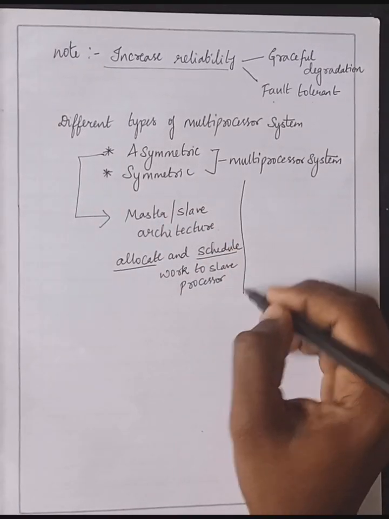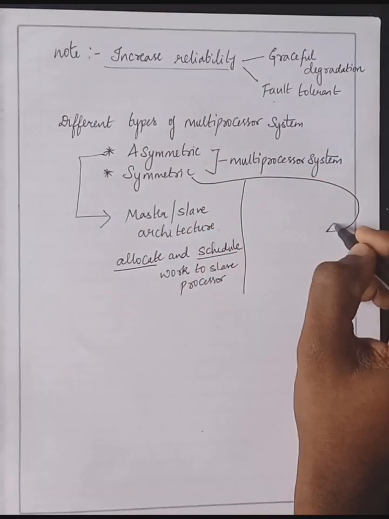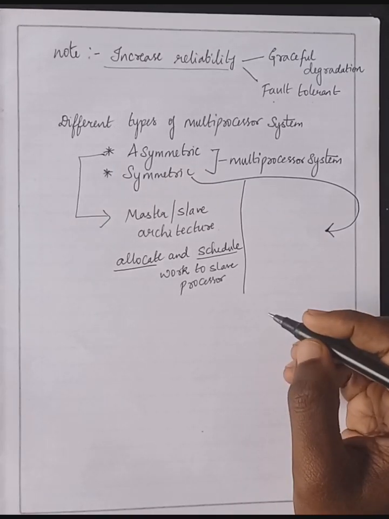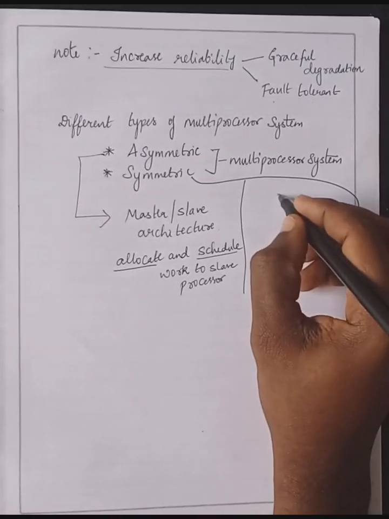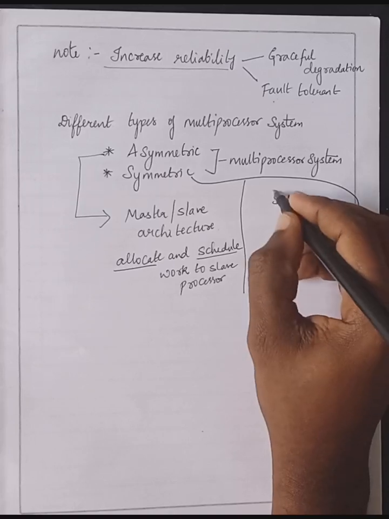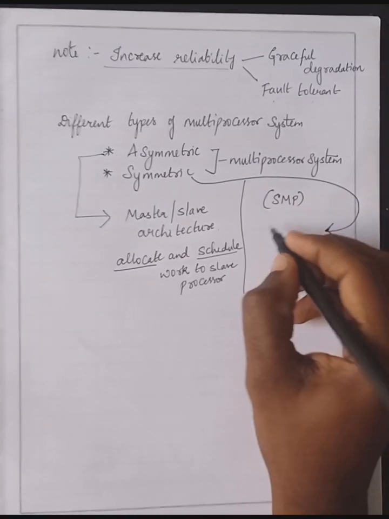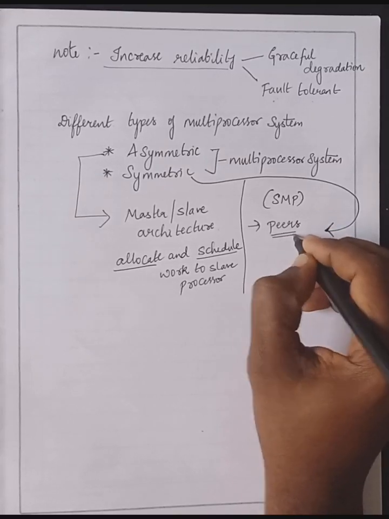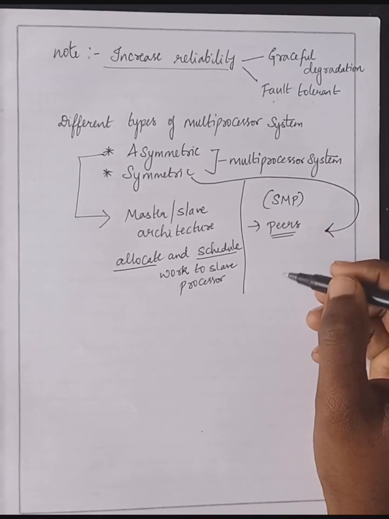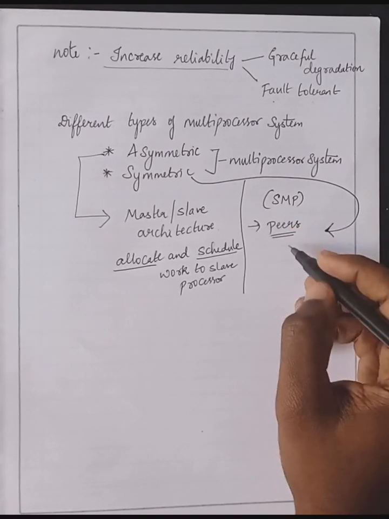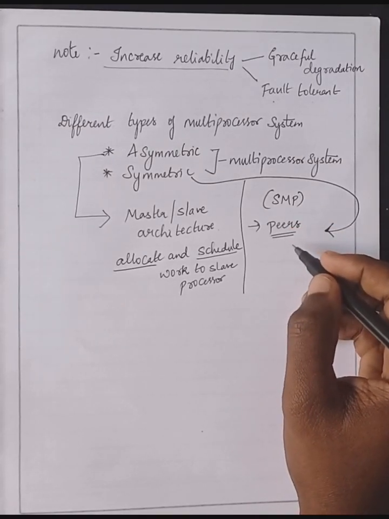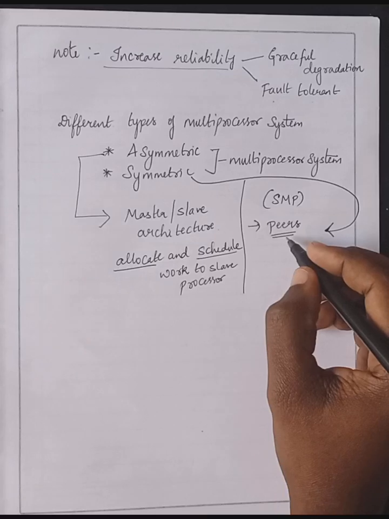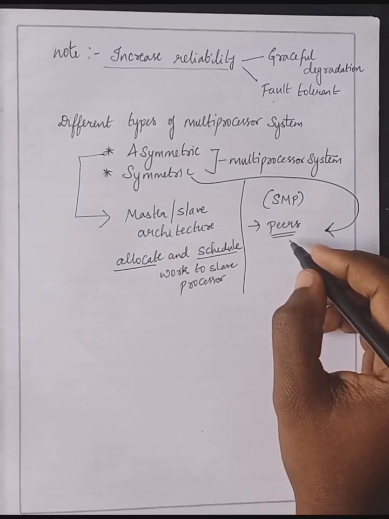Okay, so that is the first type, asymmetric. Now we'll see the second type, symmetric multiprocessor. In short form we call it SMP, symmetric multiprocessor system. Here all the processors are considered as peers. There is no master or slave, so everybody works together as a team. That is called peers.